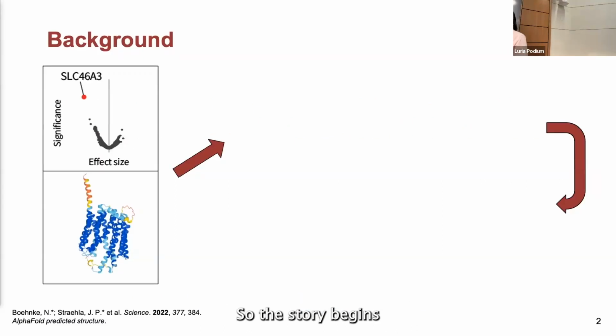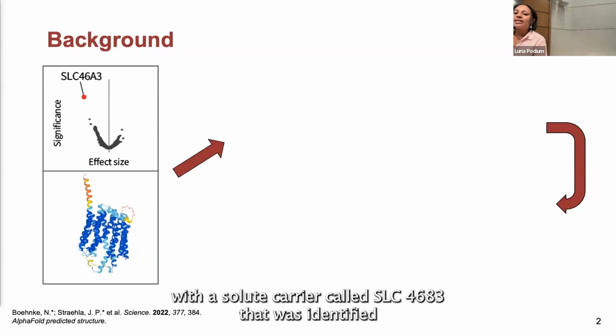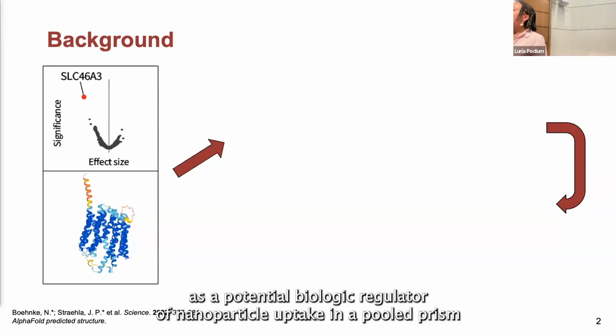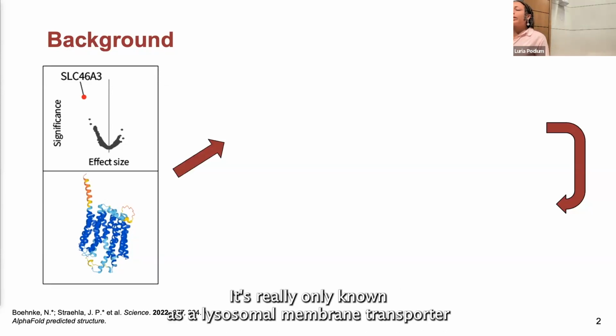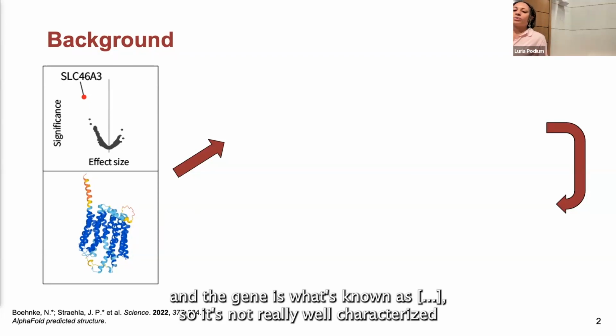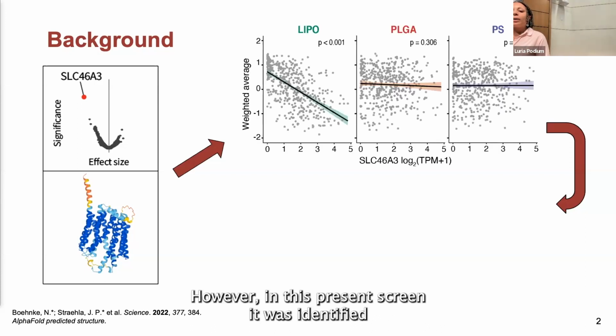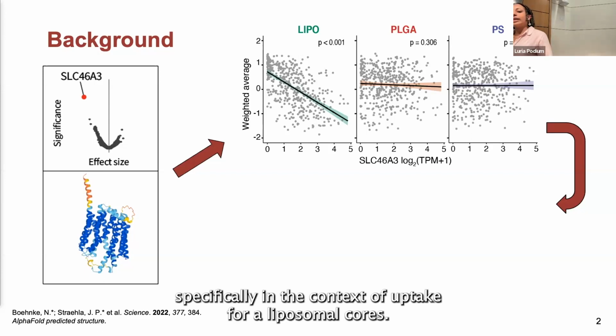So the story begins with a solute carrier called SLC46A3 that was identified as a potential biologic regulator of nanoparticle uptake in a pooled PRISM screen conducted by Natalie Bunka and Joel Straehla. It's really only known as a lysosomal membrane transporter, and the gene is what's known as orphaned, so it's not really well characterized in literature. However, in this PRISM screen, it was identified specifically in the context of uptake for liposomal cores.